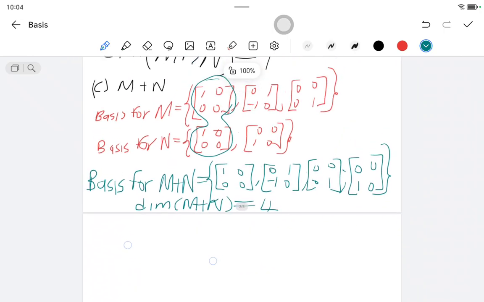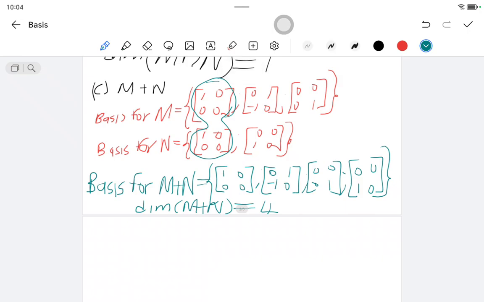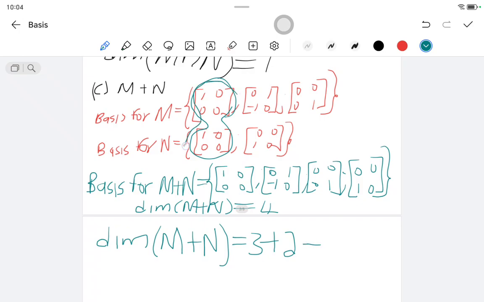So let's say you were told to find the dimension of M plus N without writing the basis first for M plus N. You're going to say the dimension of M plus N is equal to, you write the dimension of M. The dimension of M was 3, then of N is 2. Then you subtract any common elements. We only have one common element. Or we subtract the dimension of the intersection.